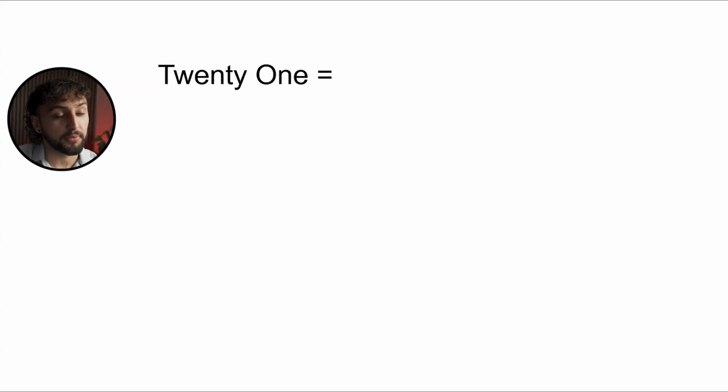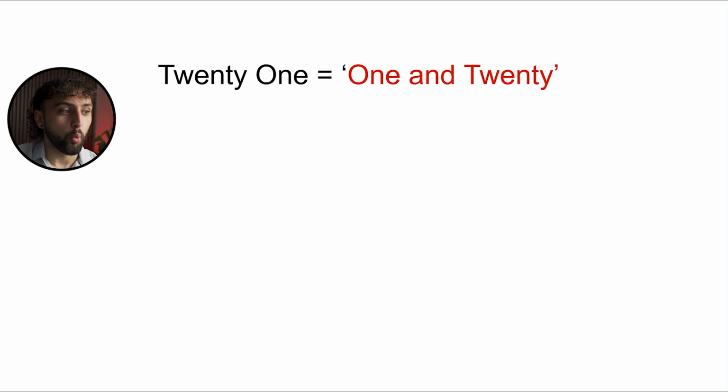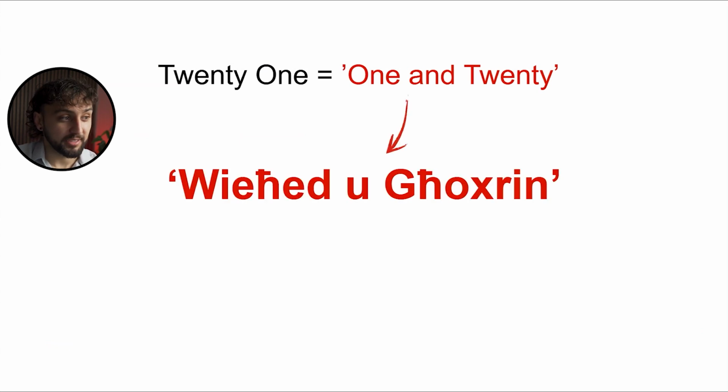And now that we have been through the multiples of 10, I can explain how to say the remainder of the numbers. And to do that, I just want to talk about the English way of saying them. So notice how we say 21, 22, 23. In Maltese, we actually say it the opposite way around. 21, for example, becomes 1 and 20, which in Maltese is wiehet u oshrin.